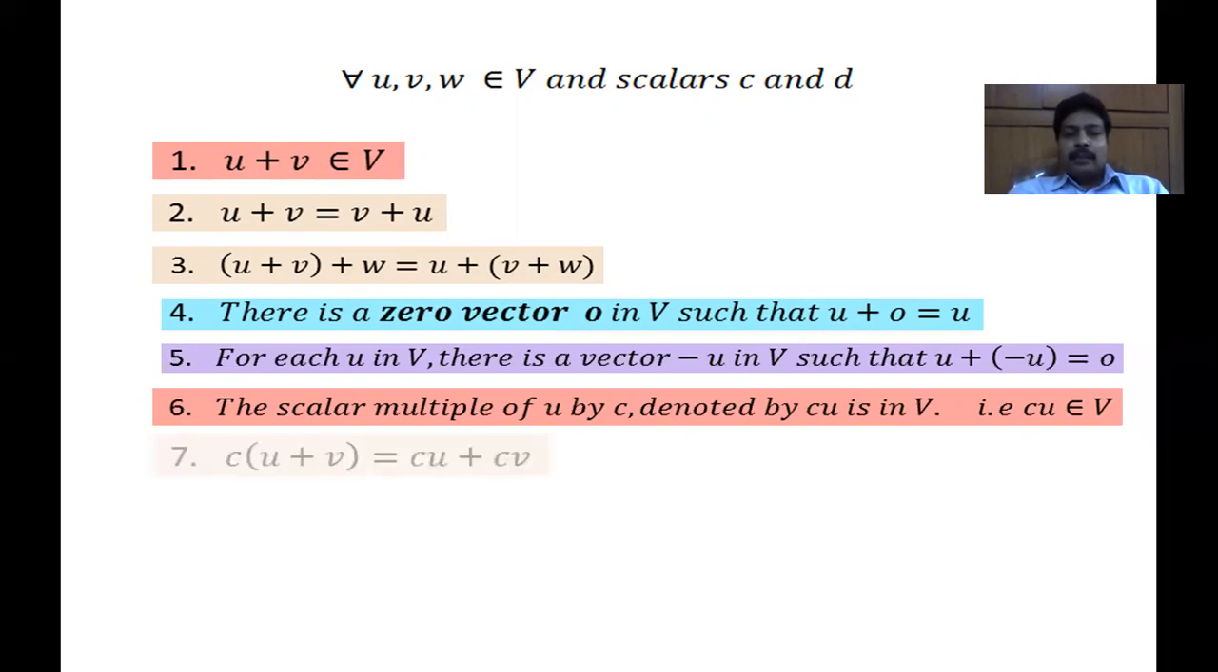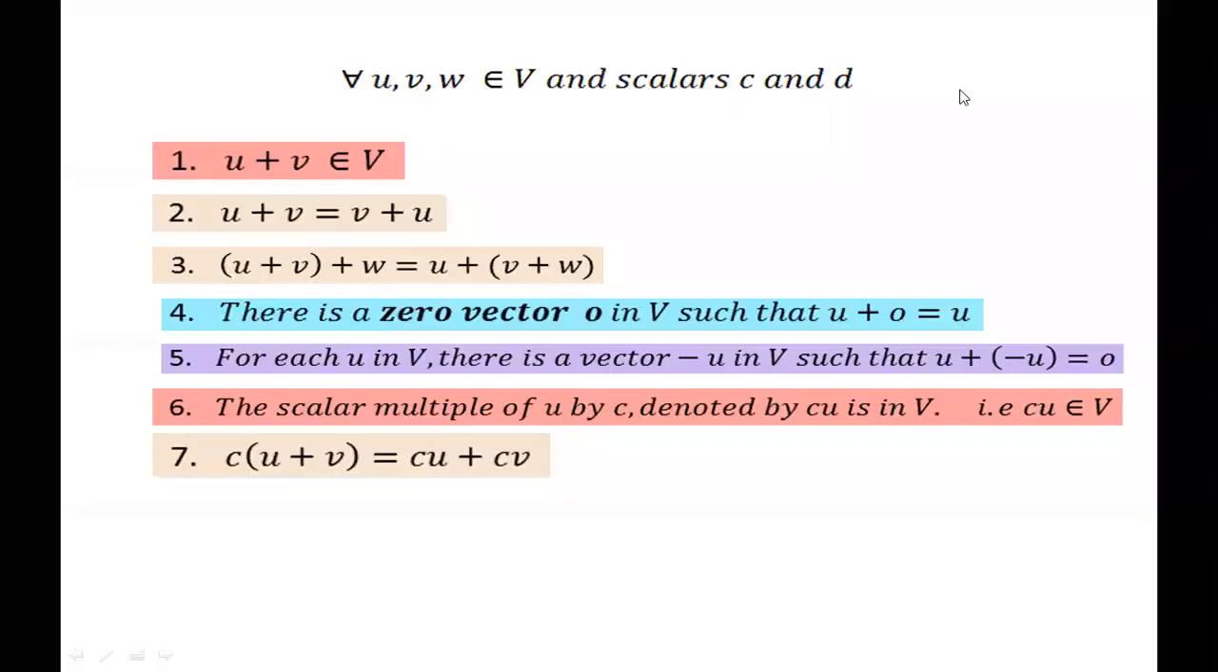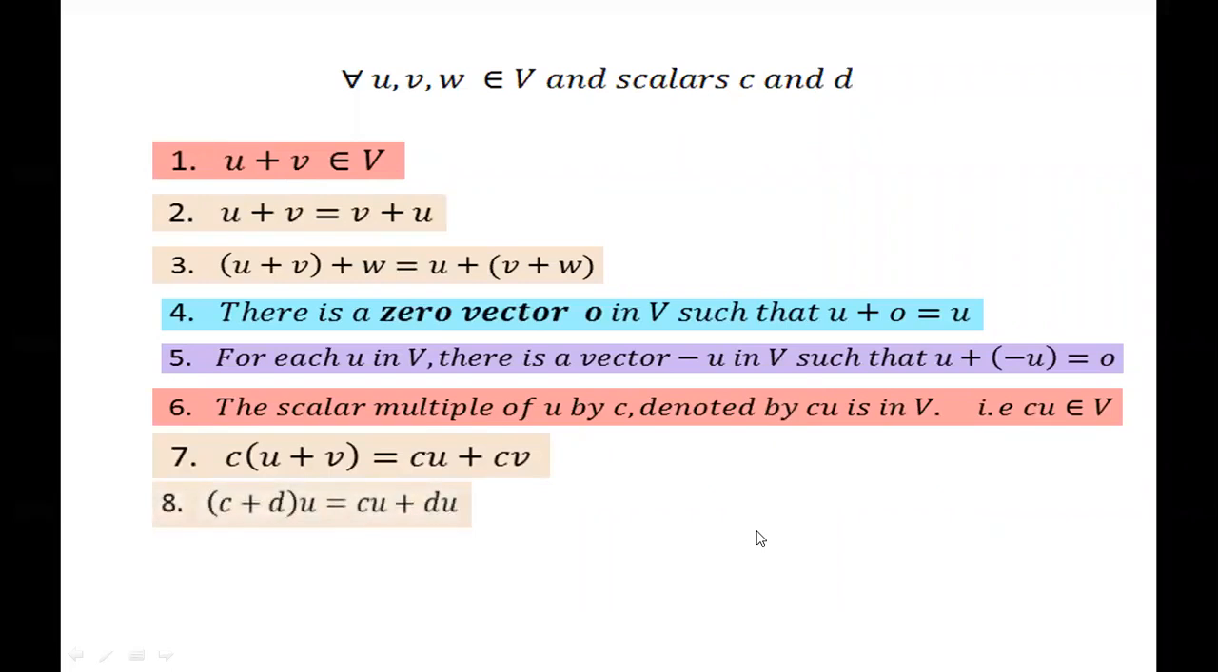And the 7th one is c times (u plus v) is equal to cu plus cv. And the 8th property is that (c plus d) times u is equal to cu plus du, where c and d are scalars and u is a vector. And the 9th one is c times (du) is equal to (cd) times u, where c and d are scalars and u is a vector. And finally, 1u is equal to u. If all these 10 axioms are satisfied in a set V, we can say that V is a vector space.